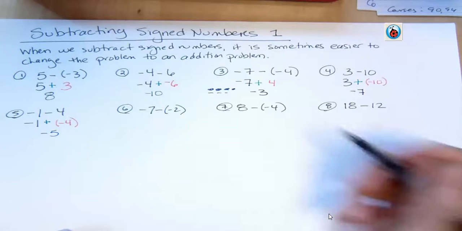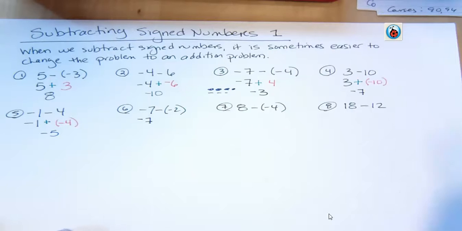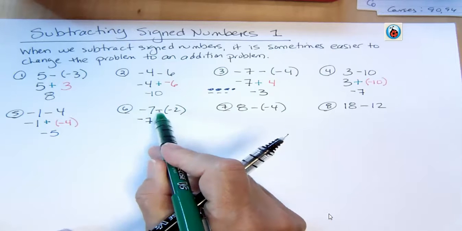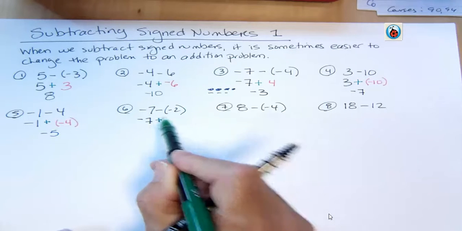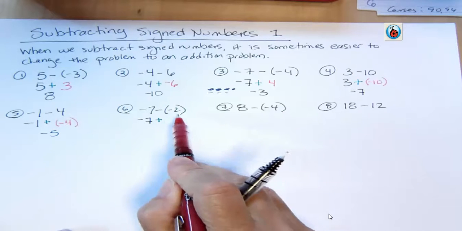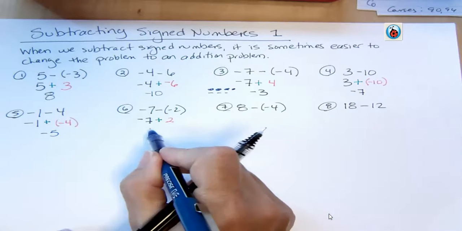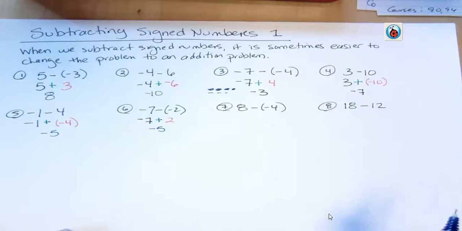For the second one, I'm not going to change that first number. The second thing I do is change that subtraction to addition. Third thing is change the sign of the next term. -2 becomes +2, and then I can work that problem. I have more negatives than positives by 5, so I get -5.